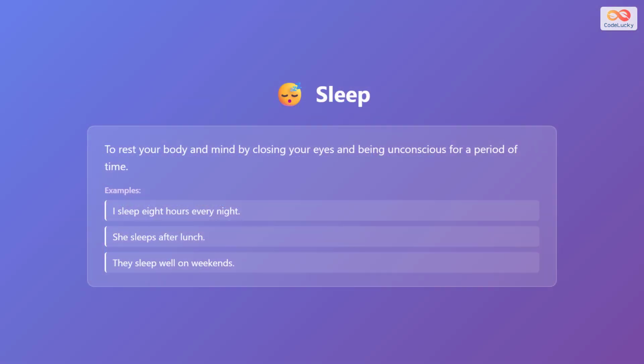The fourth verb is sleep. Sleep means to rest your body and mind by closing your eyes and being unconscious for a period of time. When you sleep, your body and mind are resting. Examples: I sleep 8 hours every night. She sleeps after lunch. They sleep well on weekends. With he, she, or it, we add an S to the verb, sleeps.